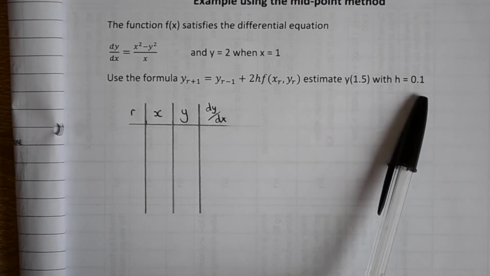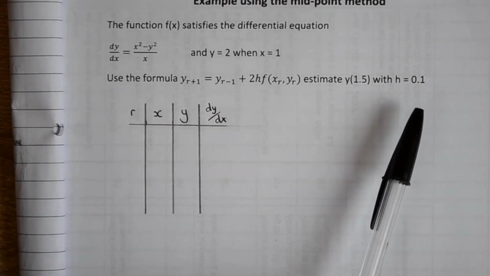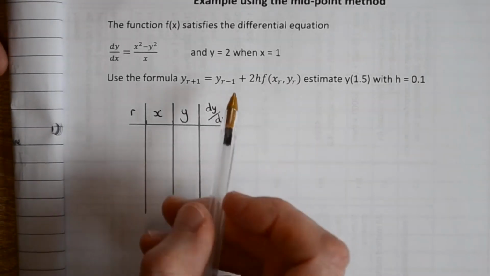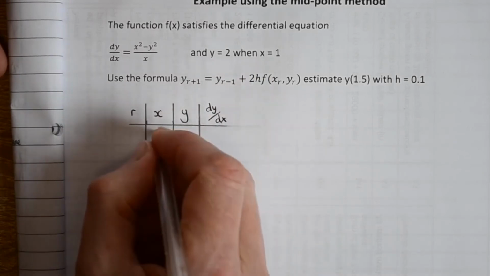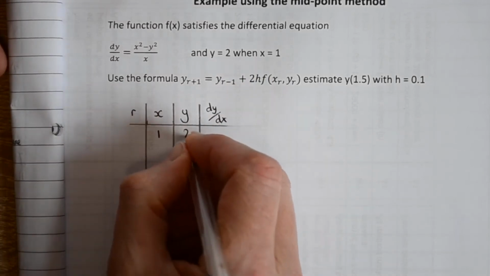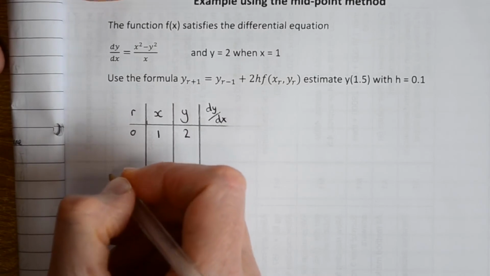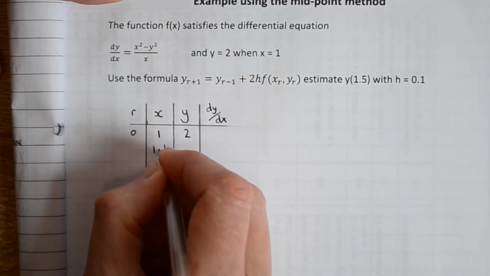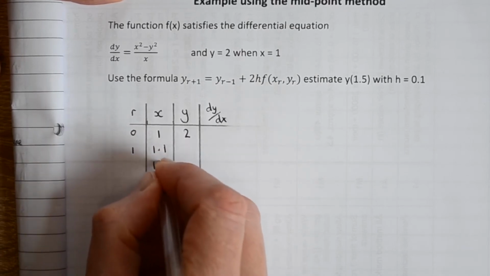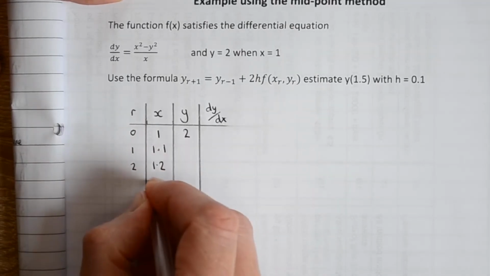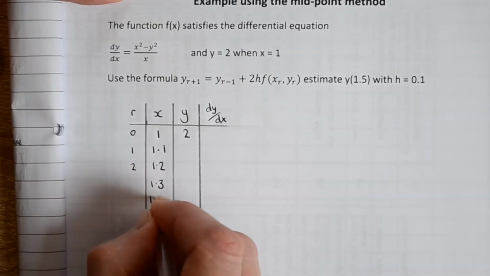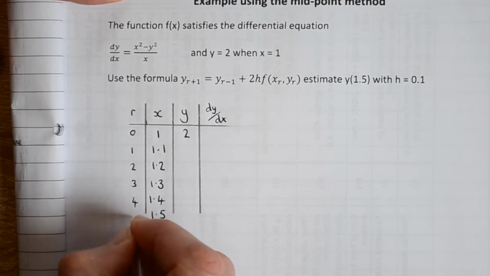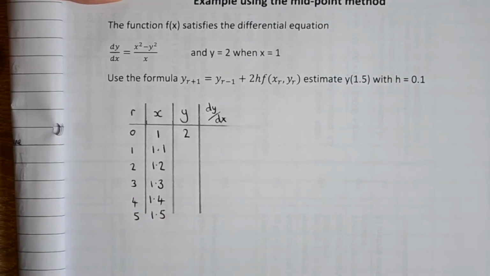Here's our step length. So immediately we can start to fill in the table that I've already drawn underneath. So first our point is given to us, so point 0. We're going to go up in 0.1s, that's our step length, until we get to 1.5. So 5 steps looks like.